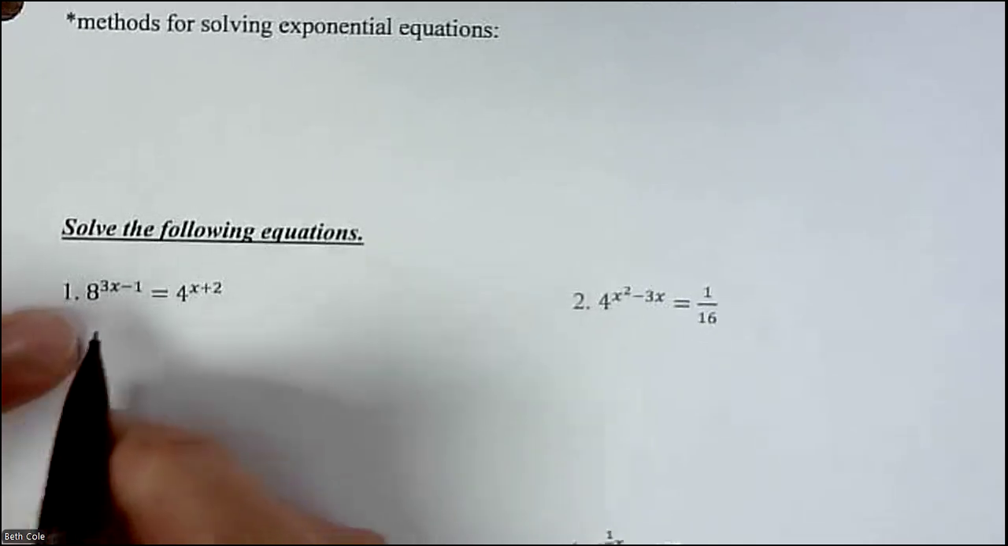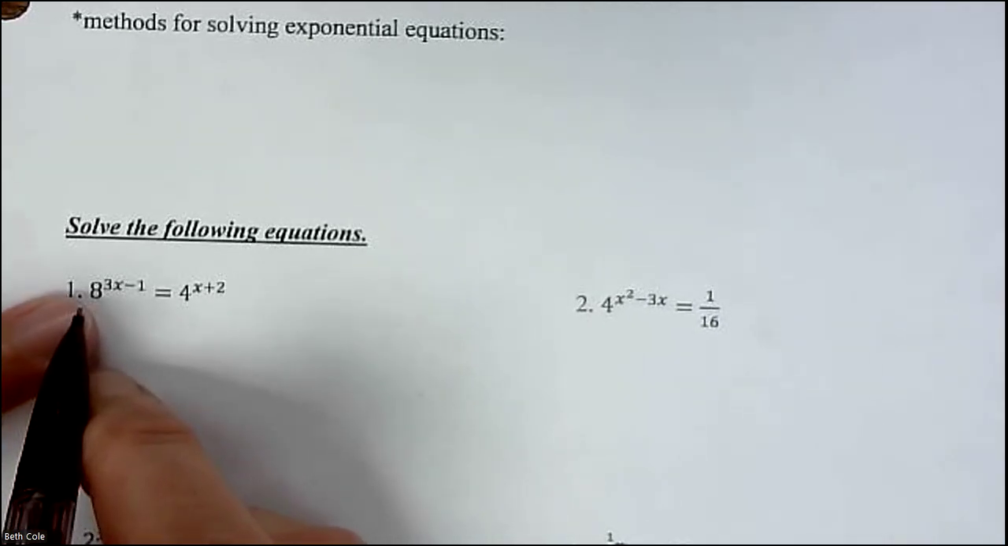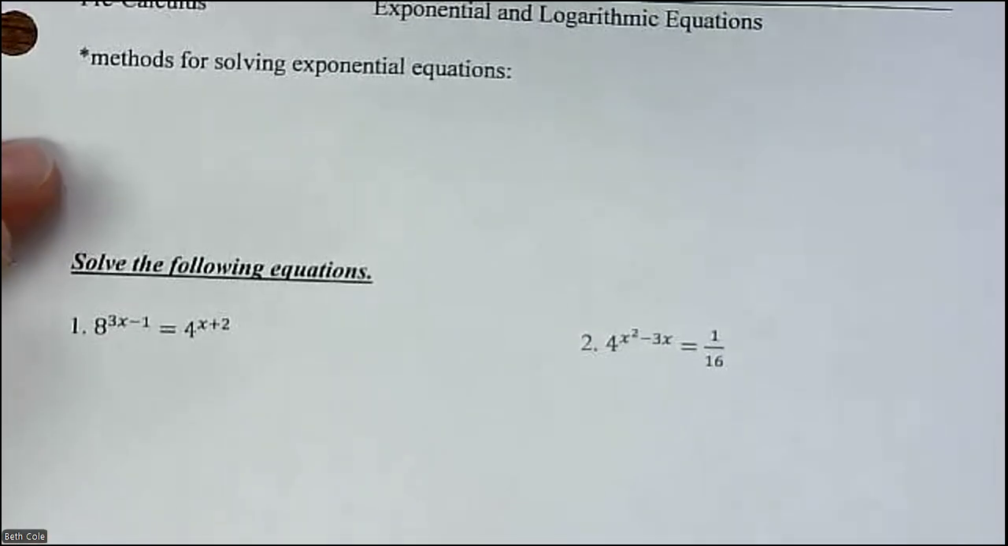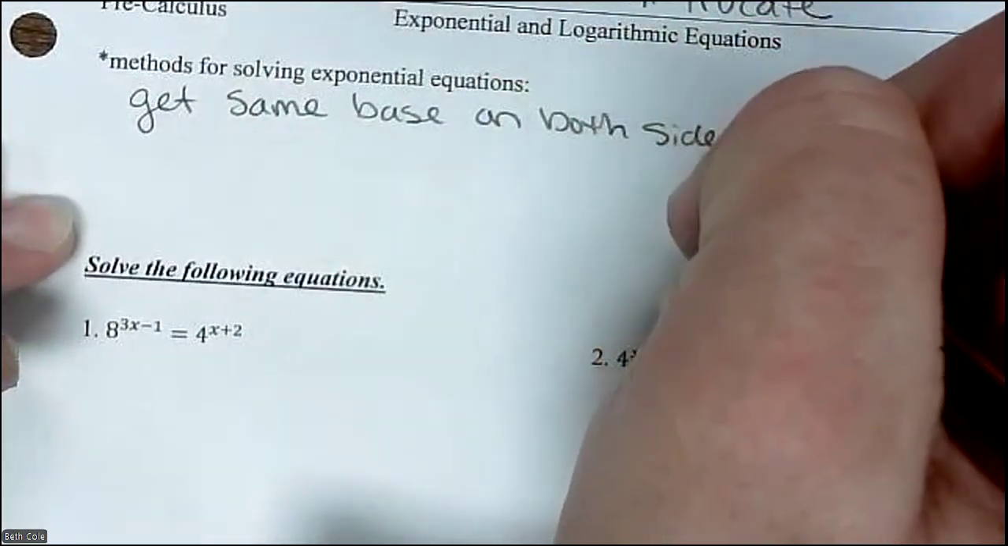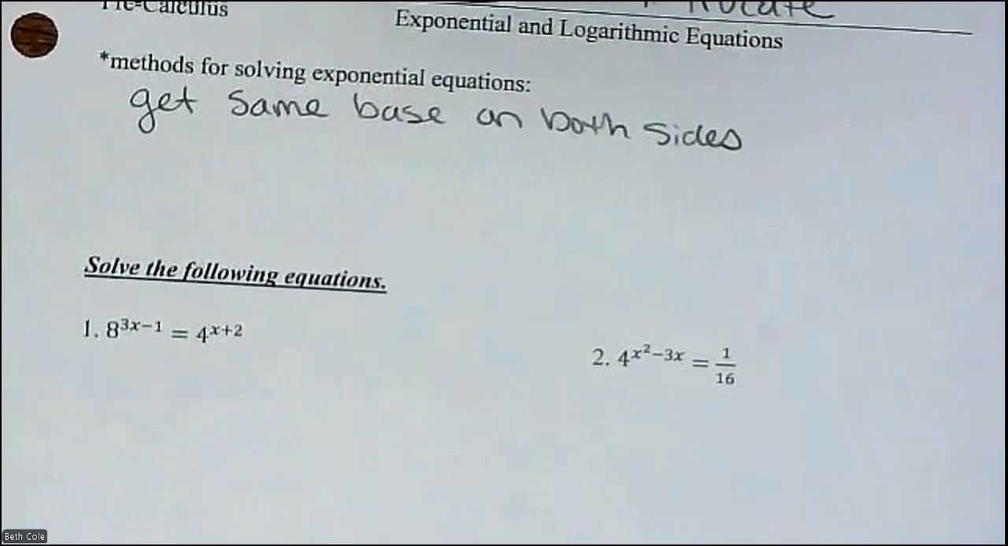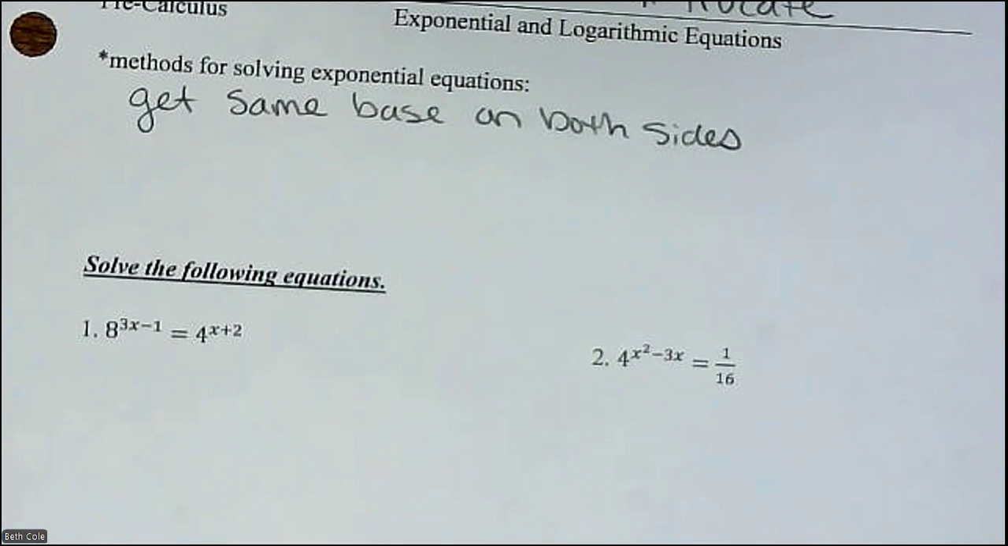So looking at number 1, do you see how there's an 8 and then also a 4? Our first method is get the same base on both sides. So if you see numbers that kind of jump out at you, you should look at that and go, oh, there's an 8 and a 4. What base could you turn those both into? And hint, it's a little number. The bases are always going to be pretty small. Get 2, just 2, kind of like let your instinct kick in.